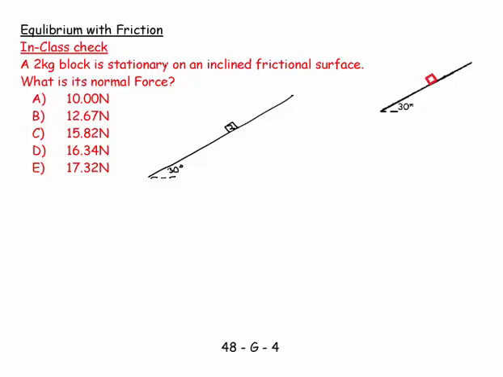And then the next thing is put your thinking hat on and figure out what forces have not been mentioned. It says a 2 kilogram block is stationary on an inclined frictional surface. What is its normal force? Well, the normal force I know is Fn, and I know it's always perpendicular to the surface. What other forces are on here? Well, there's got to be a weight, so that would be Fg. And that would equal 20 newtons. I know that because 2 kilograms in a force field of 10 newtons per kilogram gives me 20 newtons.